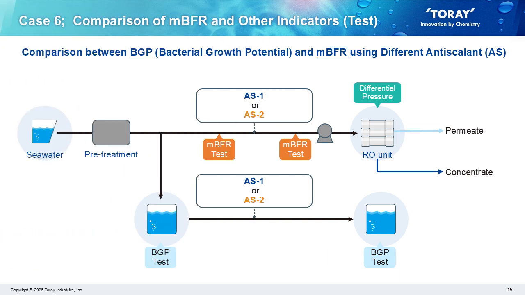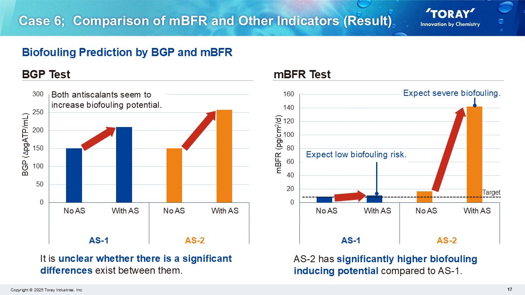Case 6. Comparison of mBFR and other indicators. A comparison test between bacterial growth potential, BGP, and mBFR was conducted using different types of antiscalant. Case 6, Result. The BGP test resulted that both antiscalants seemed to increase biofouling potential. However, mBFR showed the difference of the impact of these antiscalants.